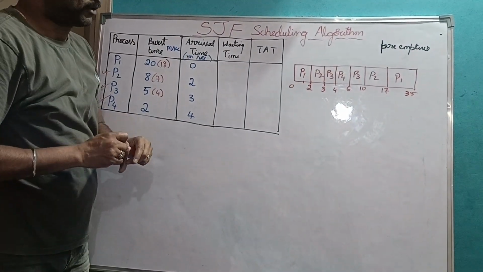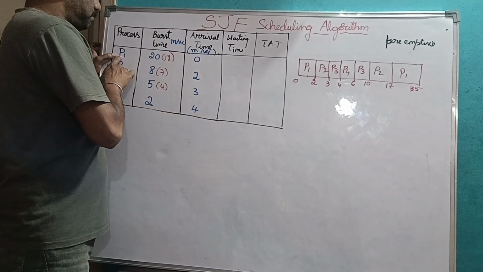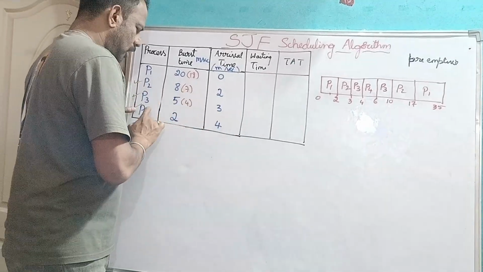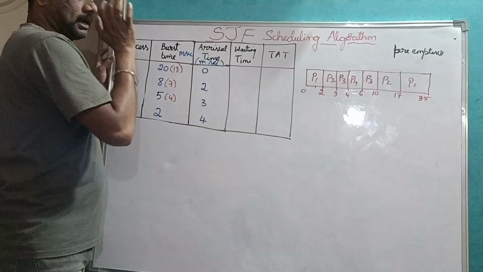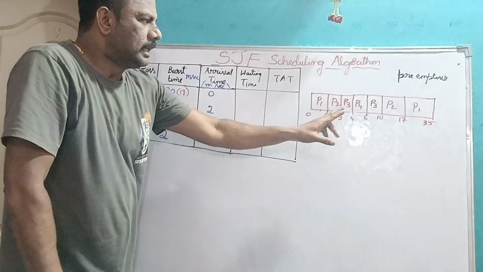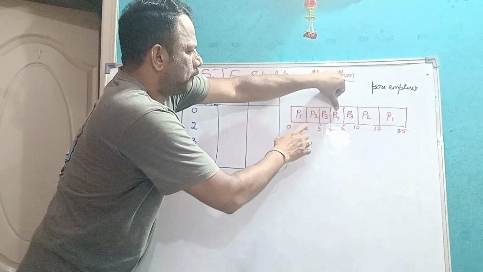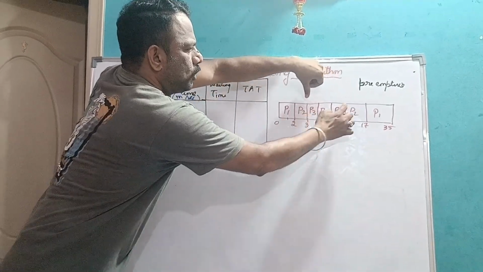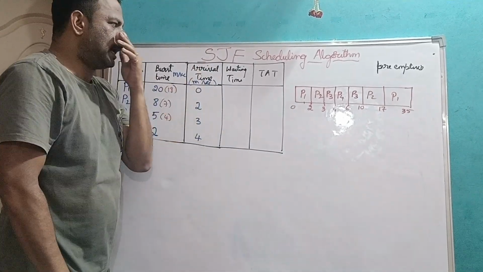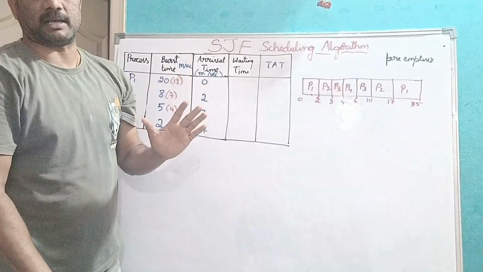Okay, now this is the Gantt chart. From the Gantt chart, we need to calculate how much process P1 waits, how much P2 waits, how much P3 waits, and how much P4 waits. Except P4, all the remaining processes appear twice: P3 twice, P2 twice, P1 twice. For calculating the waiting time, go to the last occurrence of the process.